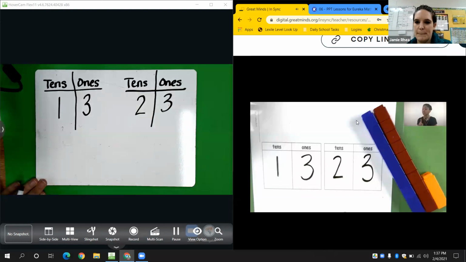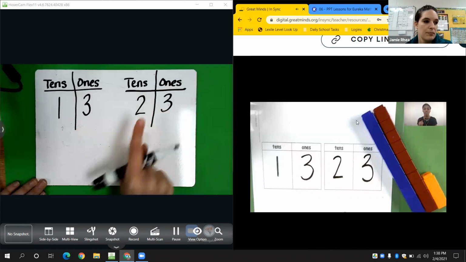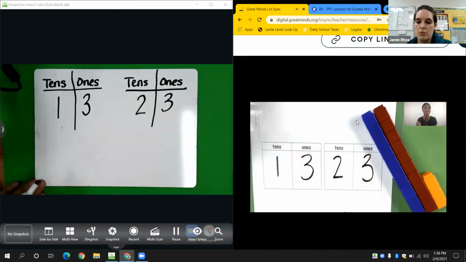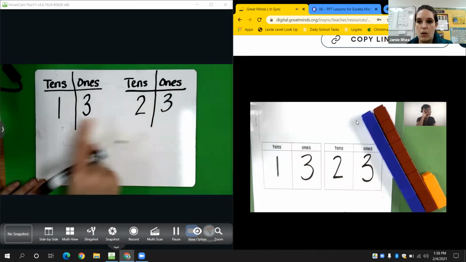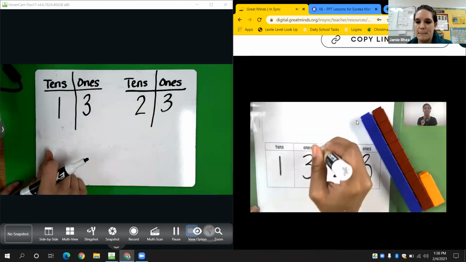Mathematicians, first we had 13 linking cubes, and now we have 23 linking cubes. What did we add? I added 10. Yes, we added 10. Watch how I show that in our place value charts.